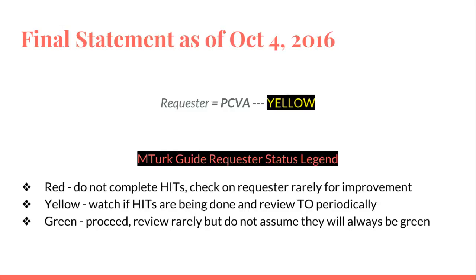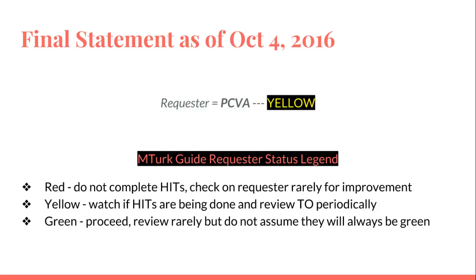So you understand my legend for this, because I'm going to use this for all the other spotlights that I do. Green would be obviously a proceed, rarely review, but don't assume that they'll always be green. And again, that comes back to data again. If somebody has been green for a year, it's going to take a whole bunch of reds to bring them into that yellow territory. So you've got to be checking here and there.